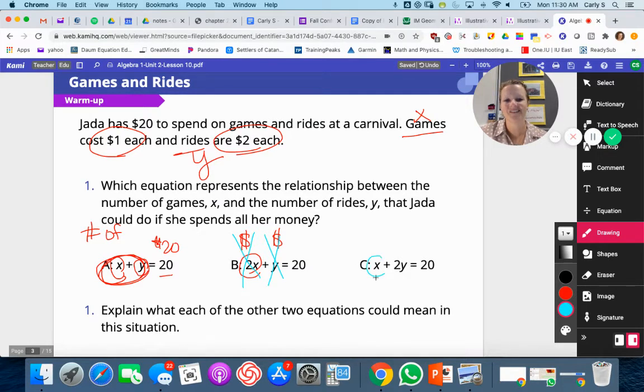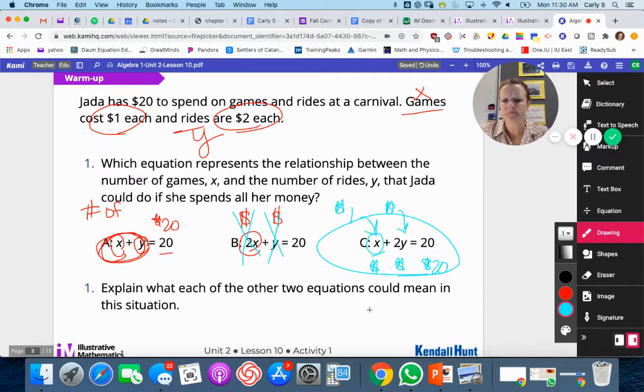Here we go. Games are $1 each. By the number of games will give me money. And then $2 each for the number of rides, that will give me money. And we know she spent $20. So C is the correct one.